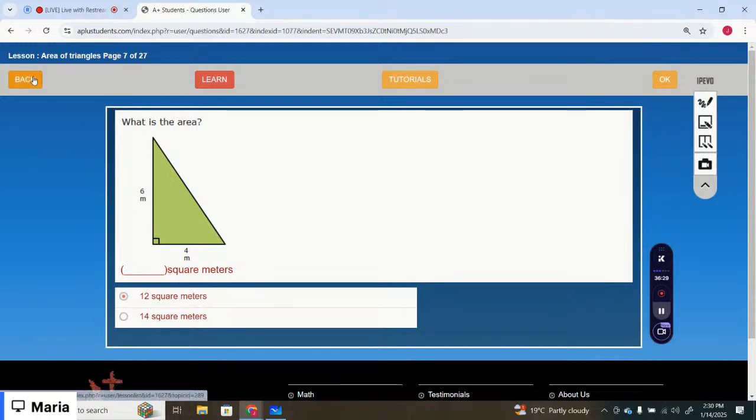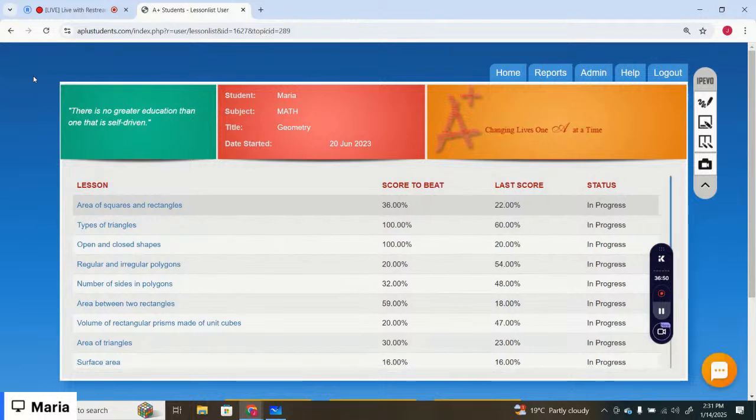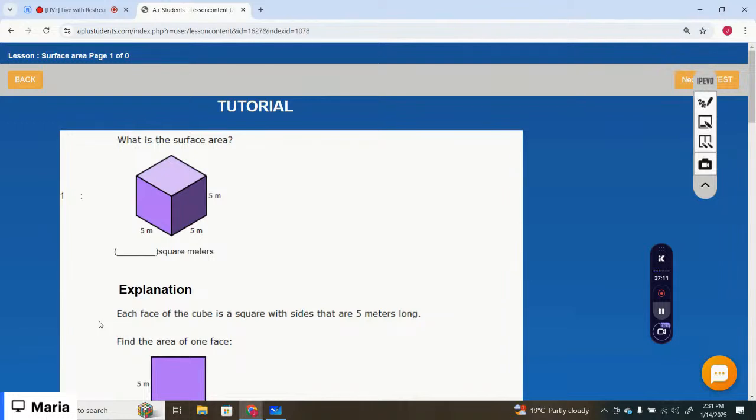Okay, you can complete the lesson by yourself later today. Let me just move on to the next lesson. The next lesson is surface area. What is the surface area?